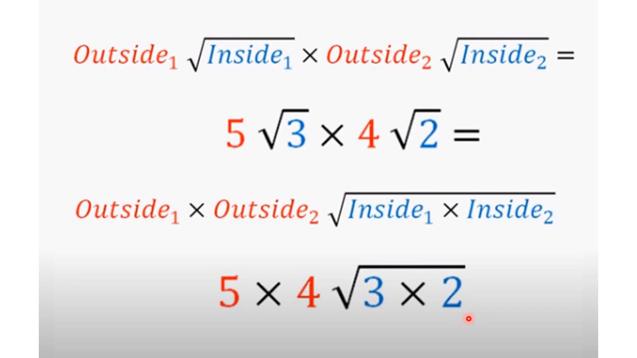And now we just do our calculations. 5 times 4, which is 20, and radical 3 times 2, which is 6.